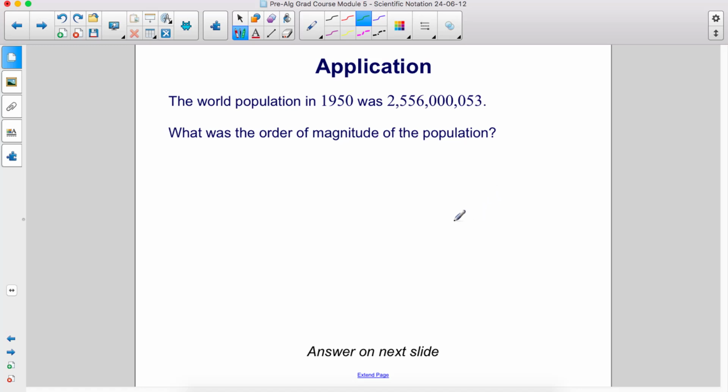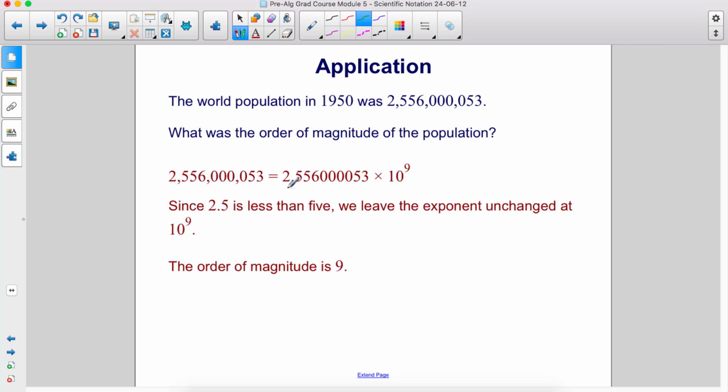The world population in 1950 was 2,556,053,053. What was the order of magnitude of the population? First, we put this in scientific notation. So we have to move the decimal 1, 2, 3, 4, 5, 6, 7, 8, 9 places. 2.556 times 10 to the 9th. Since 2 is less than 5, we're going to just get rid of the coefficient, and we're left with 10 to the 9th. Therefore, the order of magnitude is 9.